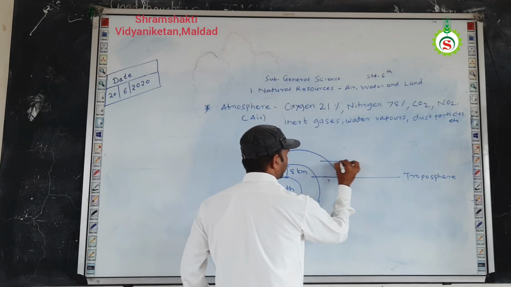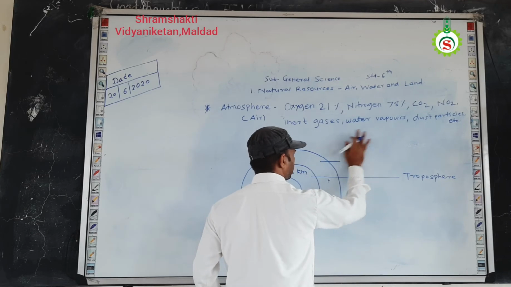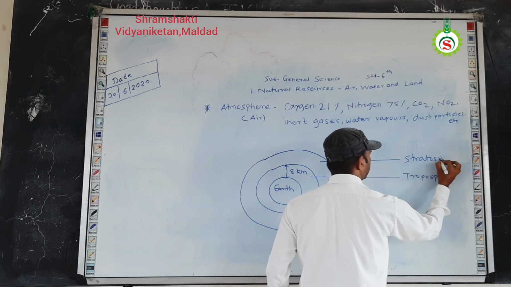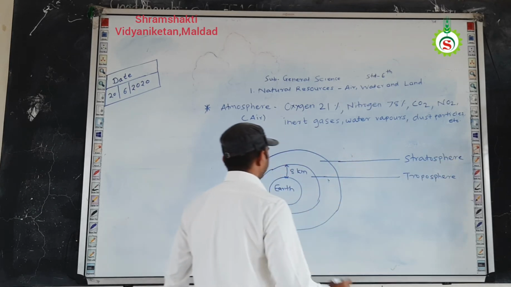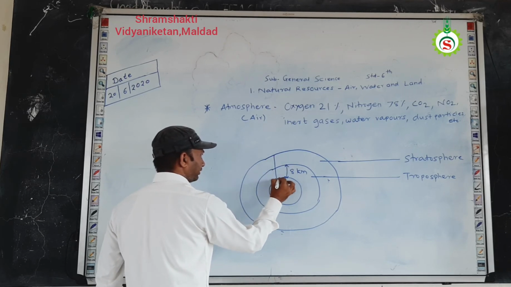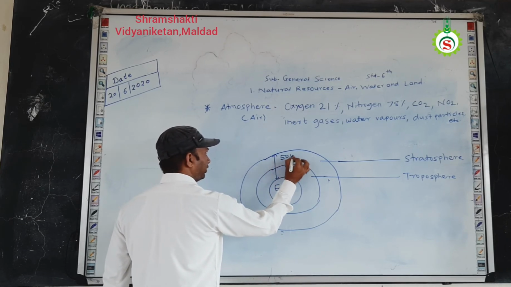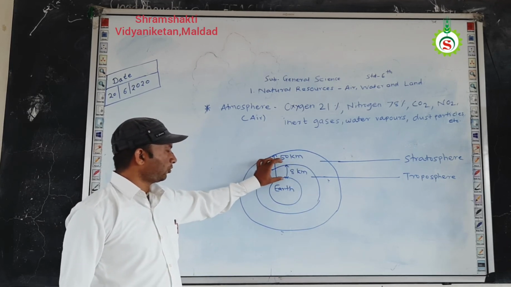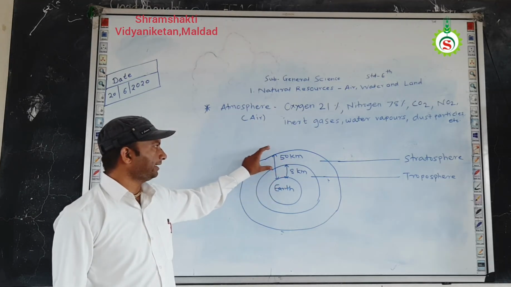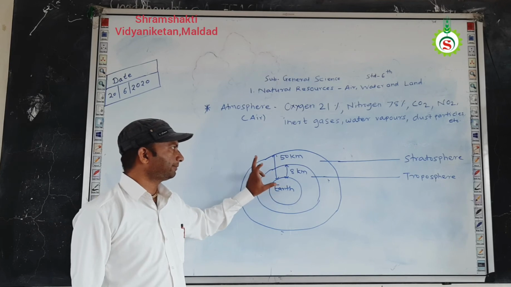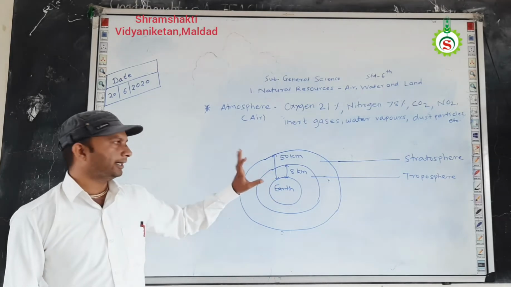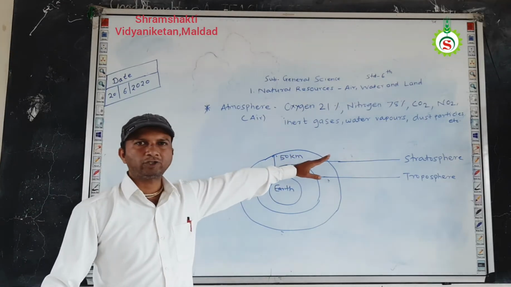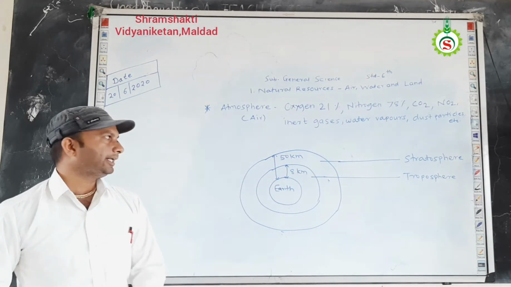Now it is called stratosphere. Stratosphere is near about 50 kilometers from the Earth's surface. Means troposphere is 8 kilometers from the Earth's surface and stratosphere is 50 kilometers from the Earth's surface. The layer of air which surrounds 50 kilometers upside from the Earth's surface is called stratosphere. So stratosphere is the second layer of the atmosphere.